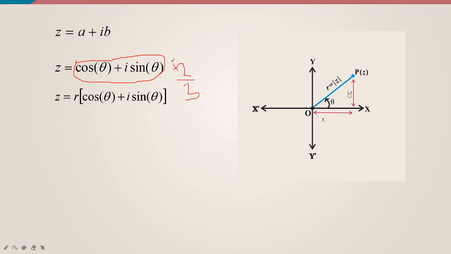So there are two forms of writing complex numbers. One is z is equal to a plus ib, and the other is z is equal to r cos theta plus r sin theta. When I open that, it will be r cos theta plus r i sin theta.